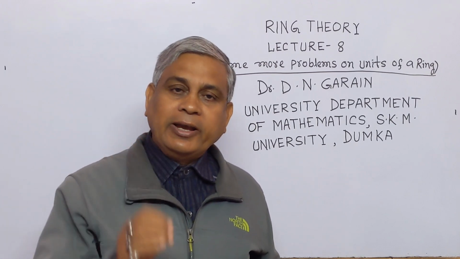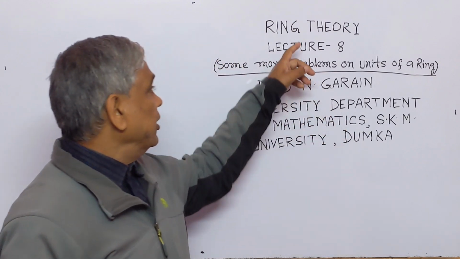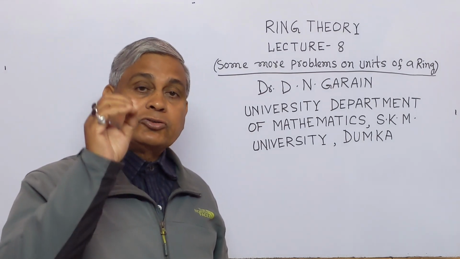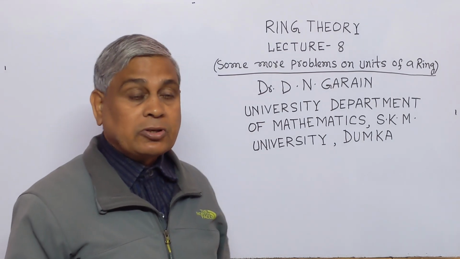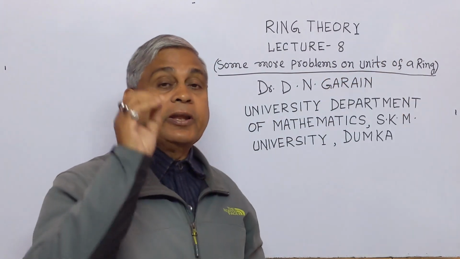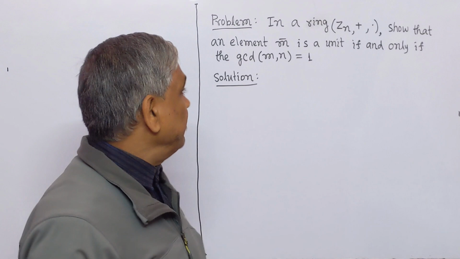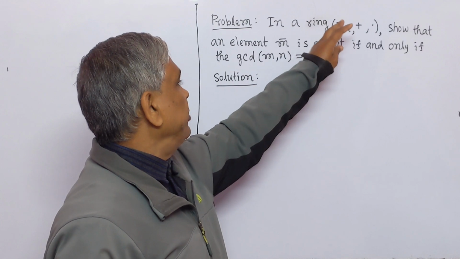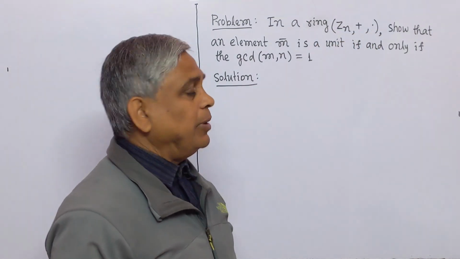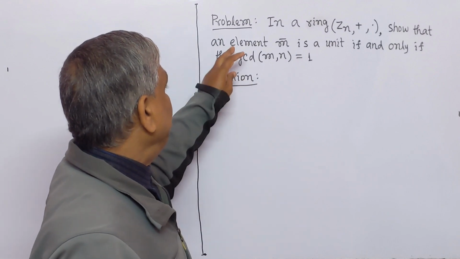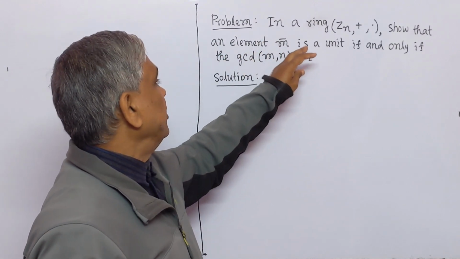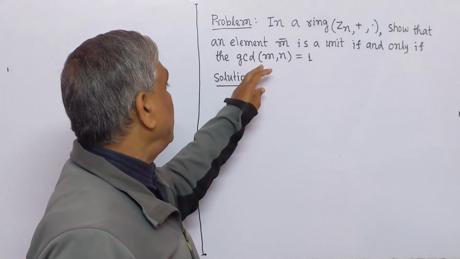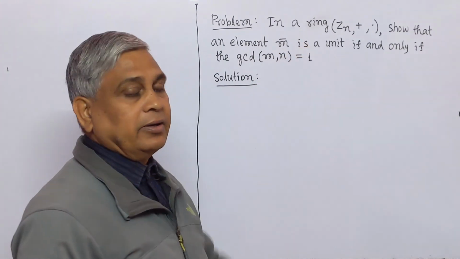Today I will deliver lecture on ring theory, lecture number 8, in which I will solve some more problems on units of a ring. Now we solve a problem. Problem is, in a ring Zn with binary operation addition and multiplication, an element m bar is a unit if and only if the GCD of m and n equal to 1.